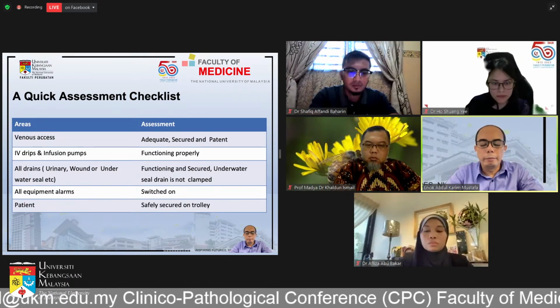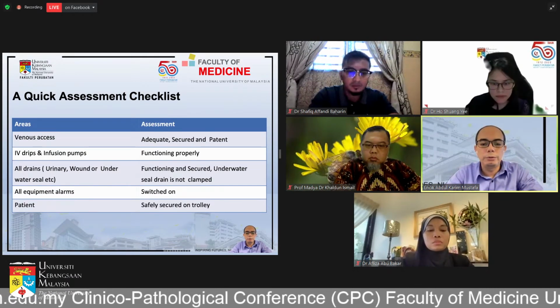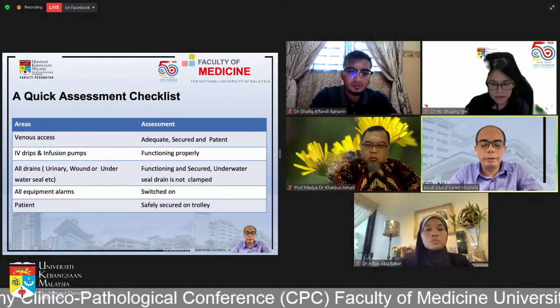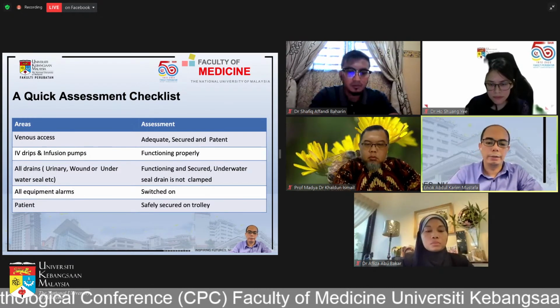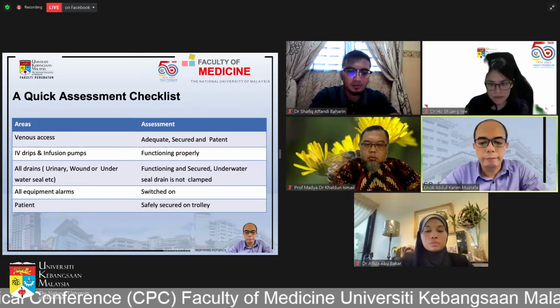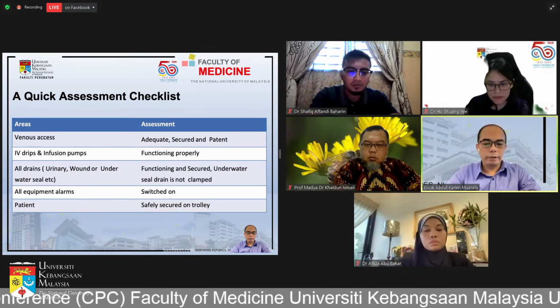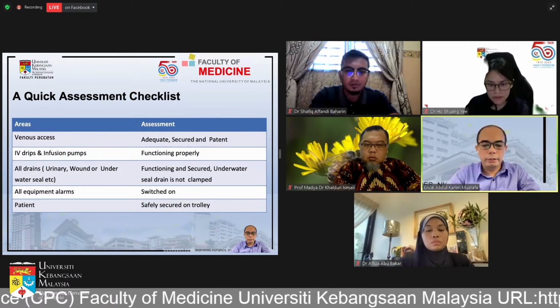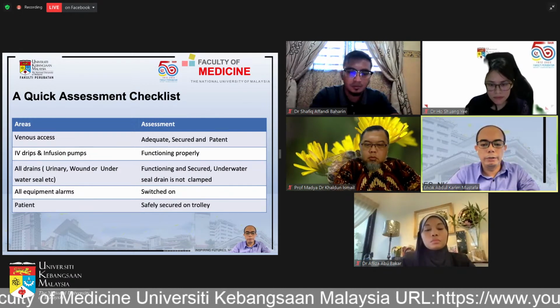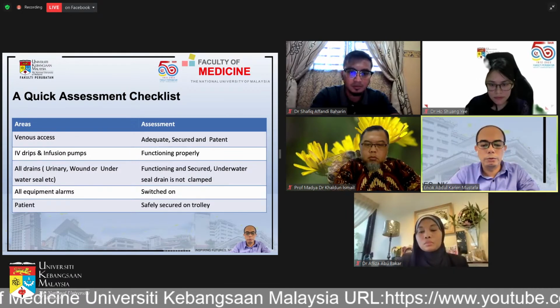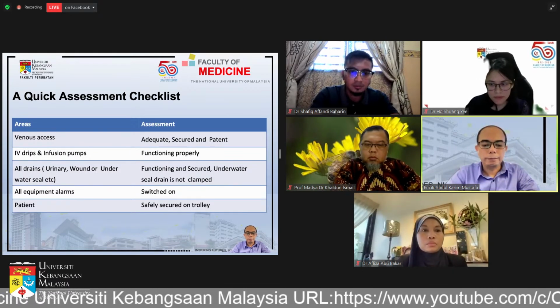Then we must make sure the packaging is very clear, so that all the IV lines and the medication are already prepared before we send the patient. And last, the patient is safely secured on the trolley. This is one of the common accidents that happens when the patient is not securely fastened on the trolley. The patient will fall from the ambulance.